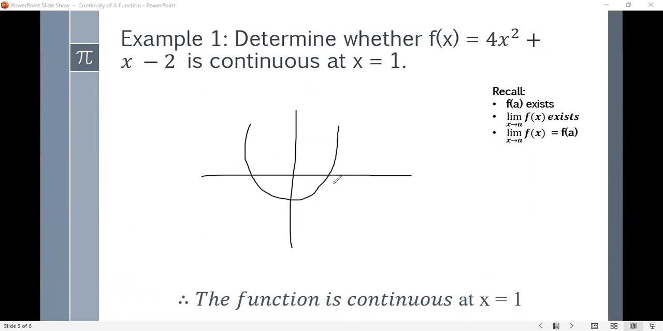Let's say, for example, ito po si 1. Then, di ba, sa answer natin kanina, lumabas po ay 3. 1, 2, 3. Ito po si 3. So, itong point na to ay continuous po or shaded po yung kanyang circle. So, ganito po i-graph kapag continuous po yung ating function at x is equals to 1 sa given nating function na 4x squared plus x minus 2.